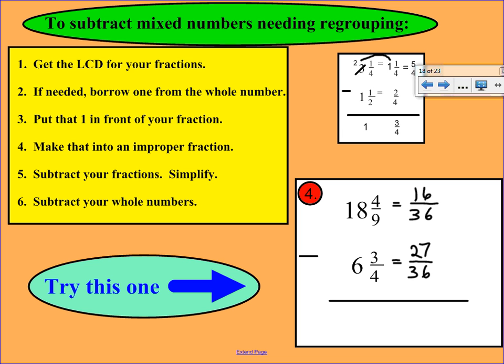And I can't subtract 16 minus 27, so I'm going to borrow from the 18, make it a 17, and I'm going to put the 1 over here. Now I'm going to have to make that into an improper fraction. So 36 times 1 is 36, plus 16 is going to be 52/36. And now I can subtract 52 minus 27, and that's going to give me 25/36. And 17 minus 6 is going to give me 11. So I have 11 and 25/36. Hope you did okay with that one.